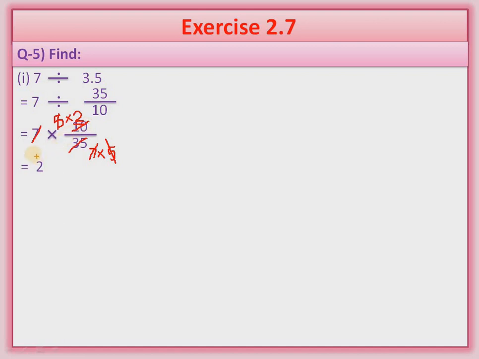So what is your answer? Your answer is 2. Here 7 and 7 will be cut, here 5 and 5 will be cut, so the remaining answer is 2. So it is your answer.